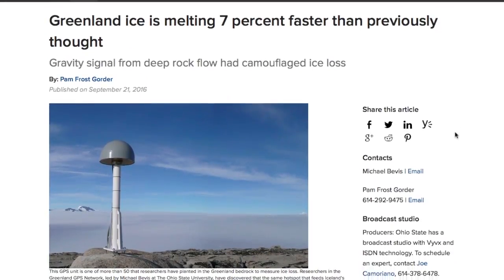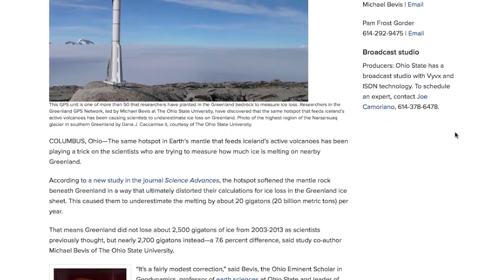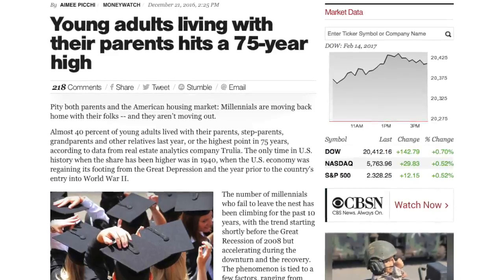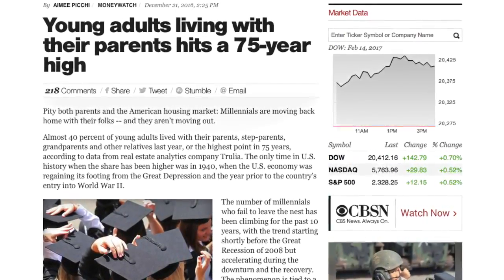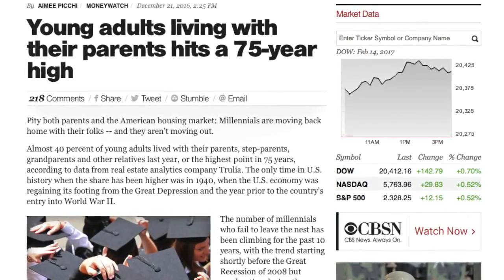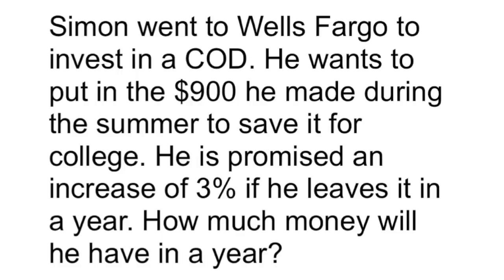Here's an article from the Ohio State University saying that the ice near Greenland is melting 7% faster than they expected. Here's a percent that might worry you. 40% of young adults are now living with their parents longer than they ever have had before. That's a 75-year high.